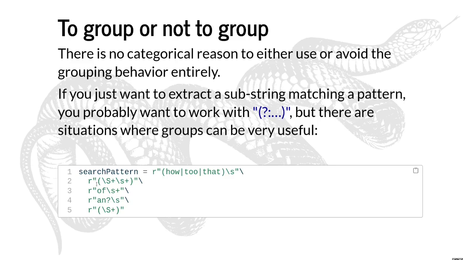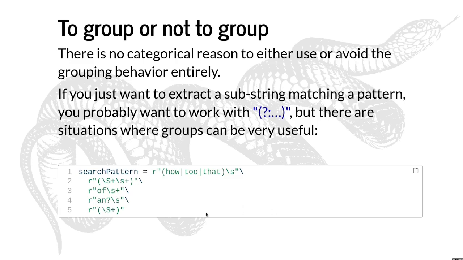Backslash is just the line continuation, and then any non-space character, one or multiple times, followed by one or multiple spaces. So that's a word basically, right? Followed by of, followed by a space, one or more spaces, followed by an indefinite article, so a or an, right? The question mark makes the n optional, followed by a space, and then just a word, any sequence of non-space characters. What does this match?